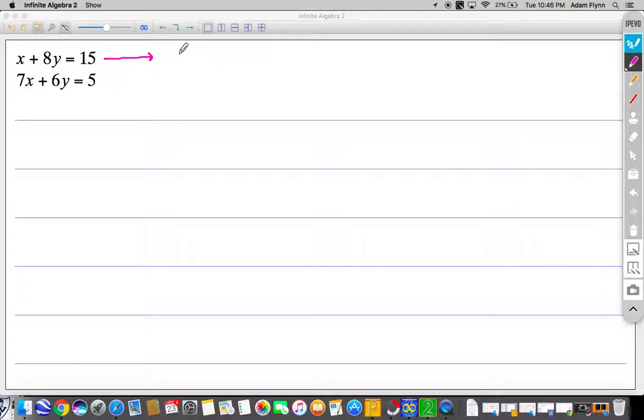So I'll rewrite this equation over here. x plus 8y equals 15. And to get the x by itself, I will subtract 8y from both sides. When I do that, 8y minus 8y cancels. So I get x equals negative 8y plus 15. Or if you had 15 minus 8y, that's also okay.